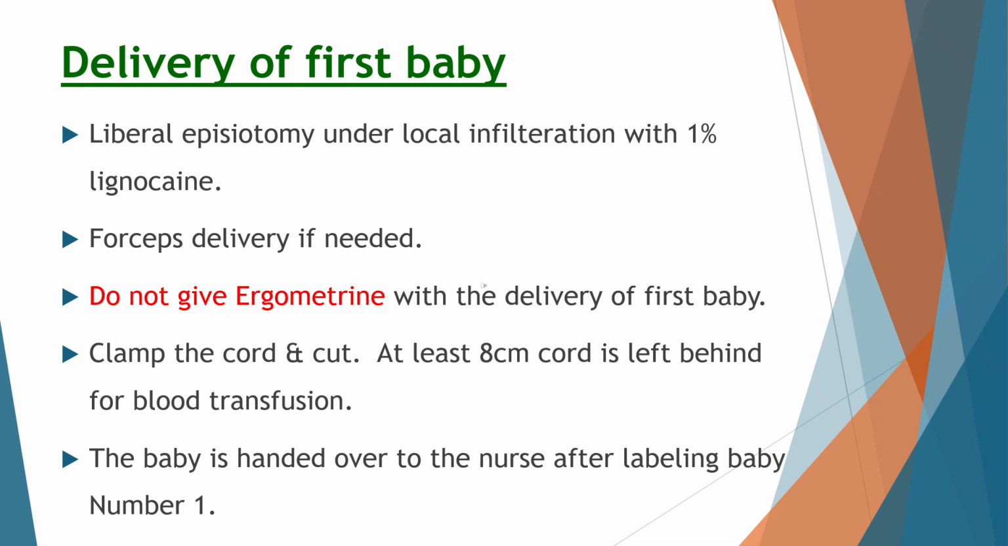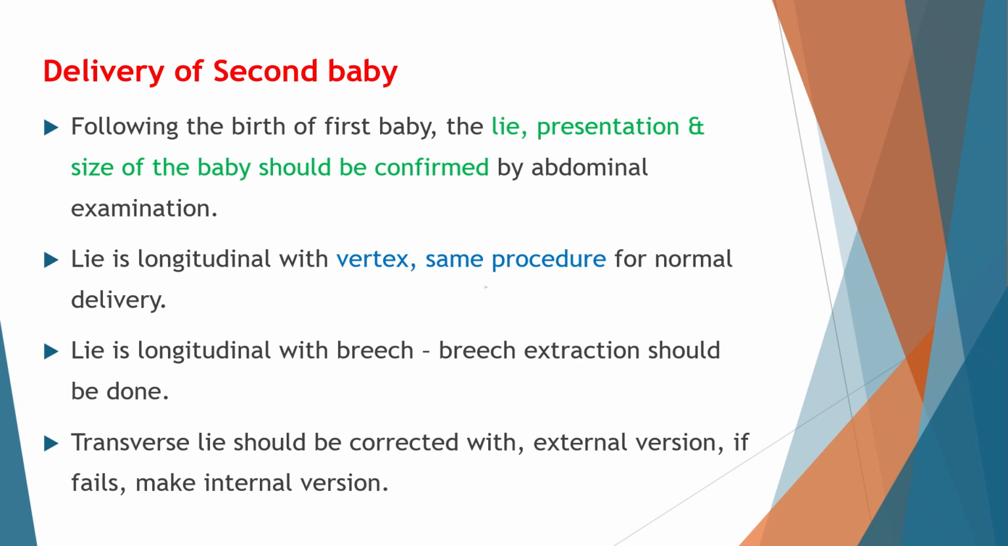After the baby is born, the umbilical cord is clamped and cut, leaving at least 8 centimeters of cord so it can be used if blood transfusion is needed. The baby is then properly labeled as baby number 1 and handed over to the nurse for immediate care and observation. Now let's talk about the delivery of the second baby, which is a very critical step in multiple pregnancy.